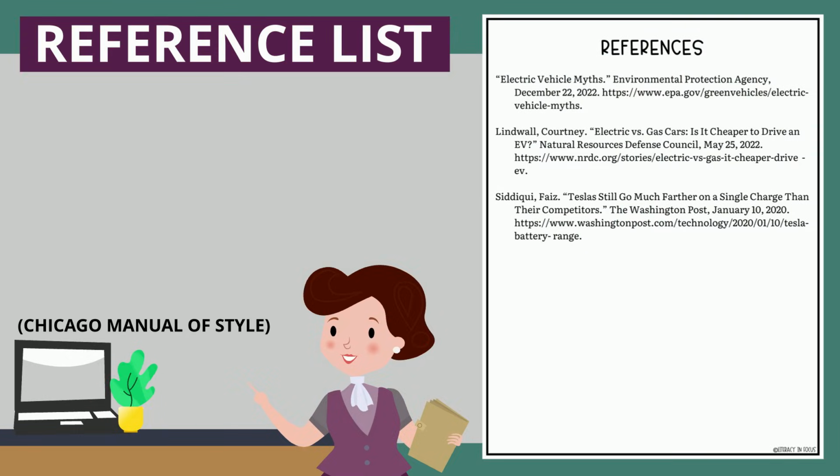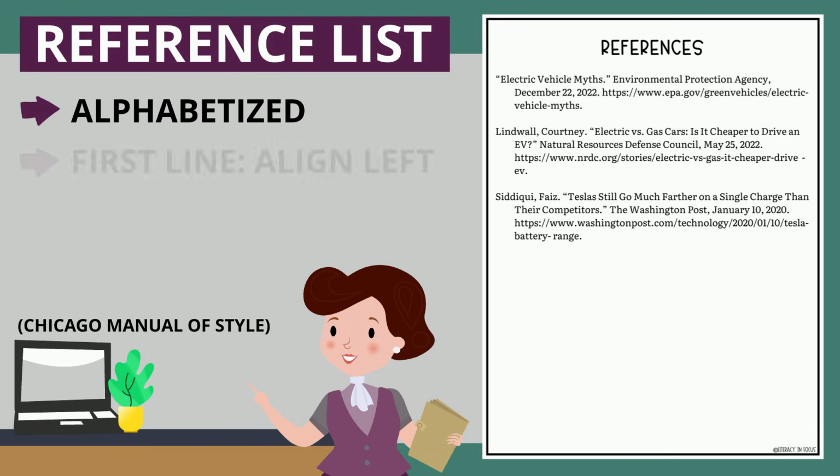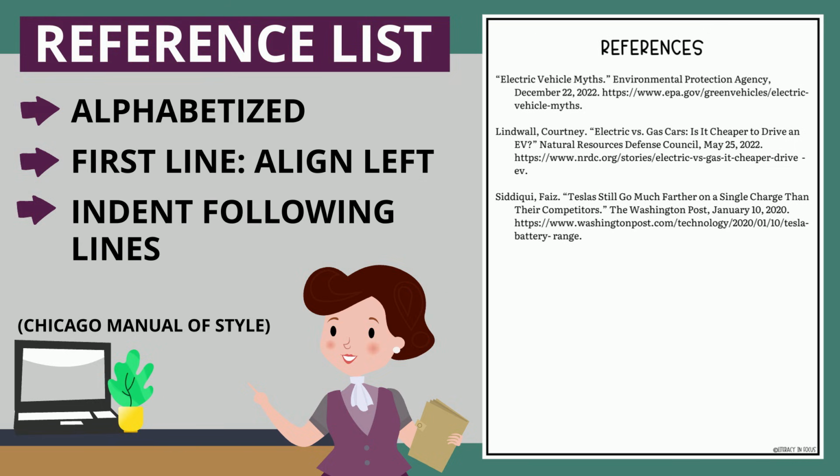Reference list. A list of references, or bibliography, is always included with an argumentative essay. References are alphabetized by the author name or article title. The first line of each citation is aligned left. The following lines are indented.